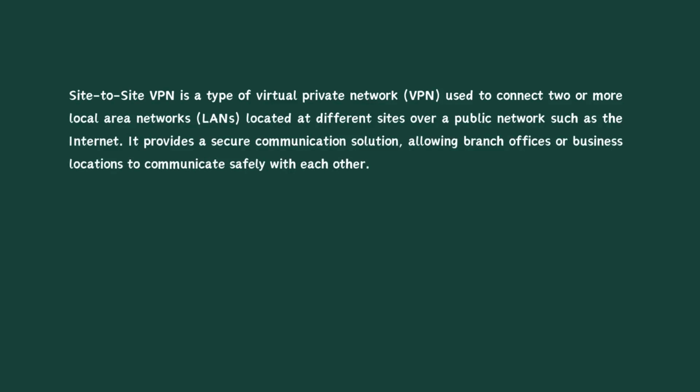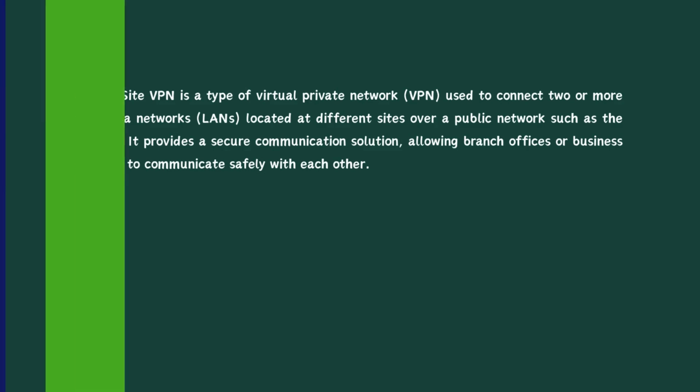Site-to-site VPN is a type of virtual private network used to connect two or more local area networks located at different sites over a public network such as the Internet. It provides a secure communication solution, allowing branch offices or business locations to communicate safely with each other.